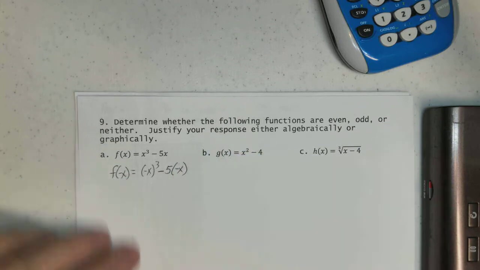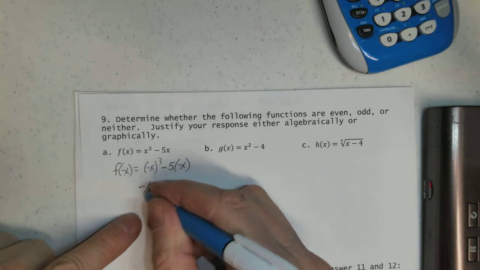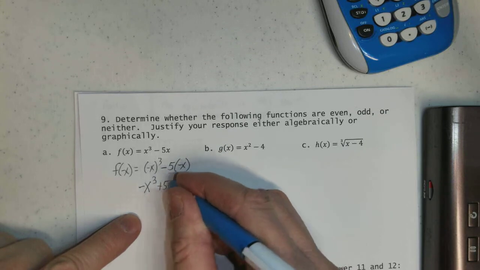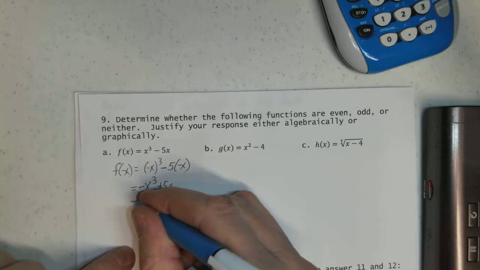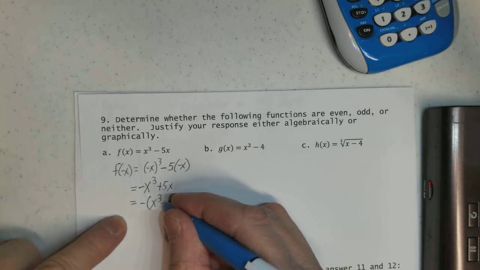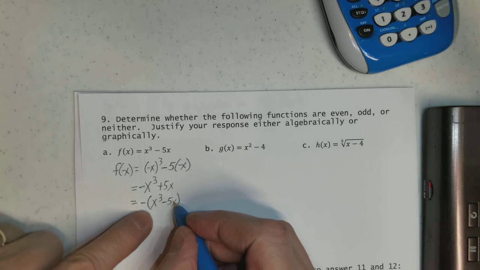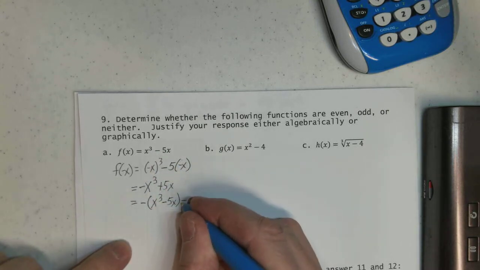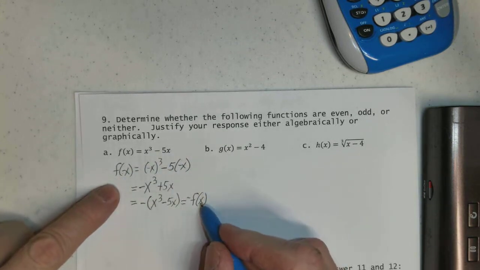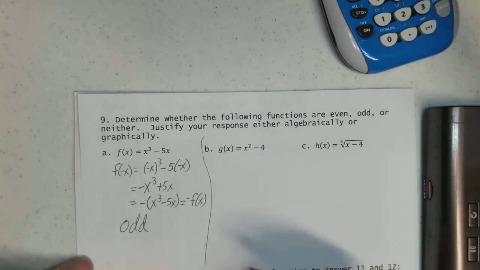So I'm taking the x out and putting negative x in its place. Now negative times negative times negative is negative, so I'm going to remove the parentheses, right? Negative x cubed. Negative 5 times negative x is positive 5x. Okay, I'm going to put a negative out here. Factor out the negative. I got x cubed minus 5x. So I got the opposite of the original. Okay? This is negative f of x. So f of negative x is equal to negative f of x. That means we have an odd function.